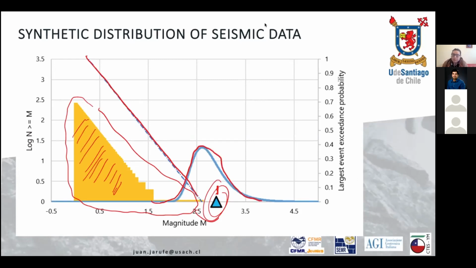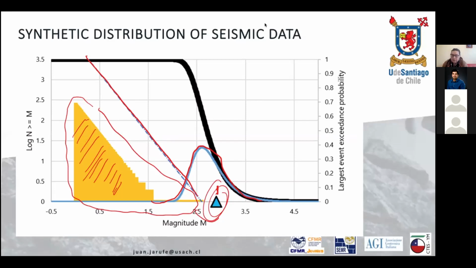However, sometimes it's more useful to calculate the probability of exceeding a specific magnitude, like this chart that calculates the probability of exceeding, for example, this magnitude. Okay. So this way you can use the results of existing numerical models to calculate the probability of exceeding a specific seismic event.